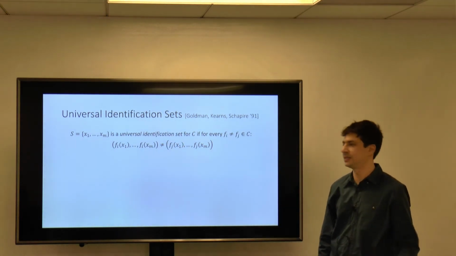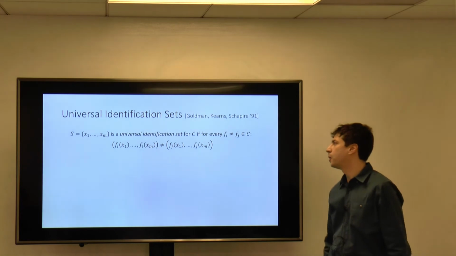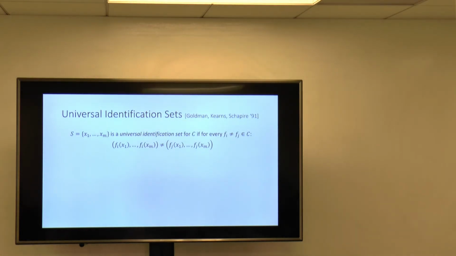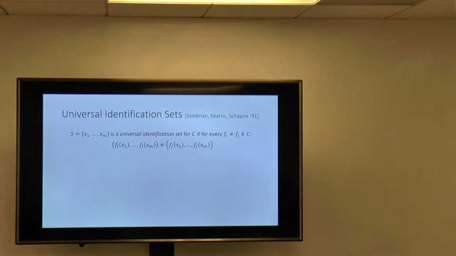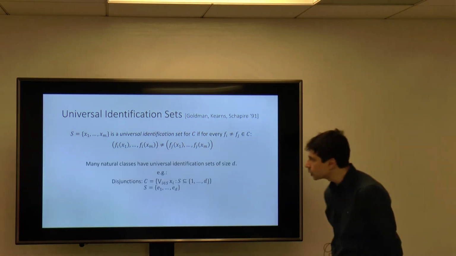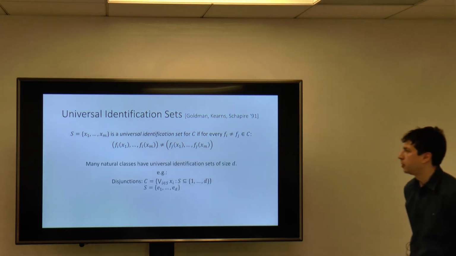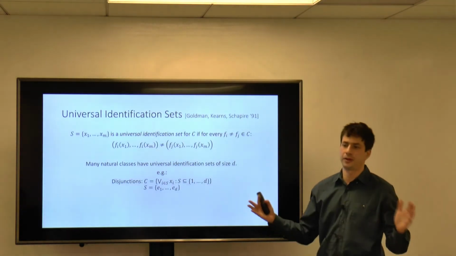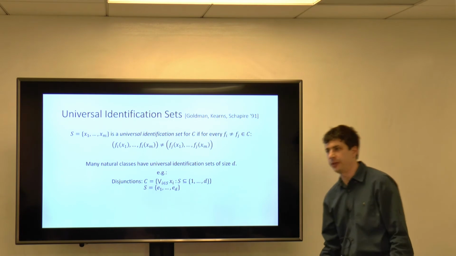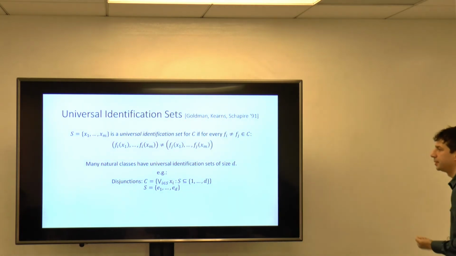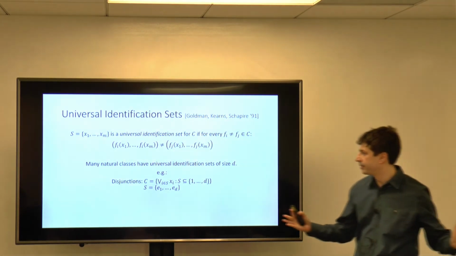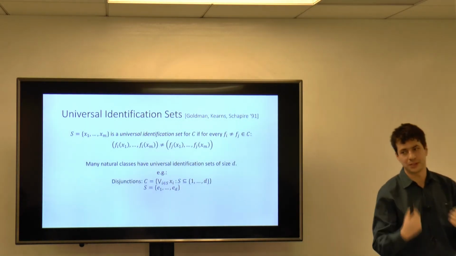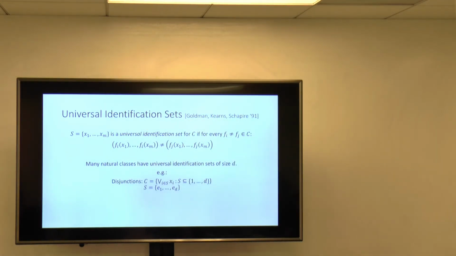way. Or in other words, if you tell me how a function in your class labels these m points in the universal identification set, that's enough for me to uniquely identify the function in the class. Okay, so many natural classes have universal identification sets of size equal to the ambient dimension of the space. Probably the easiest one to observe is the set of disjunctions over D features. So, like OR functions over D Boolean features.